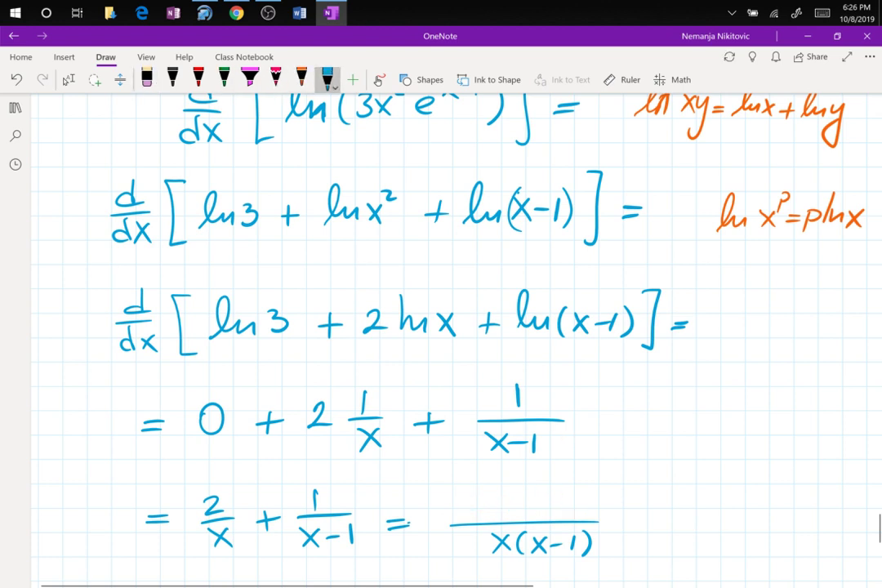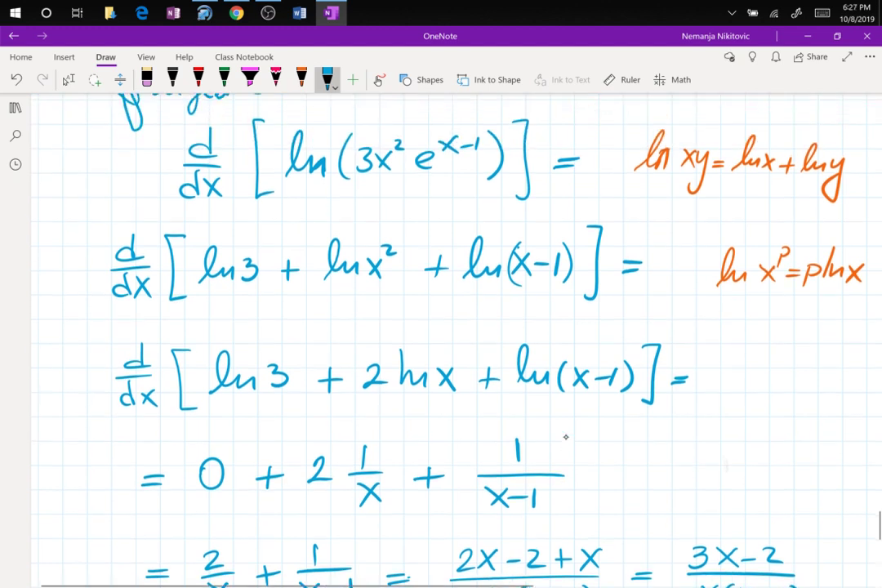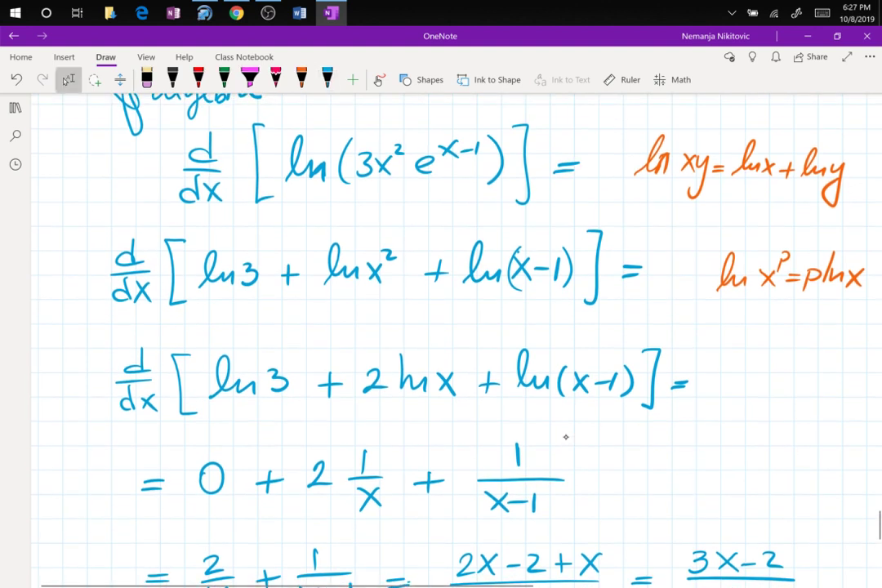Something is terribly wrong, I think. 2x minus 2 plus x. And we get 3x minus 2 over x minus, I don't like this. What's wrong? ln e to the x minus 1. Oh, I forgot the e. Yes, thank you. I forgot e. E to the x minus 1.